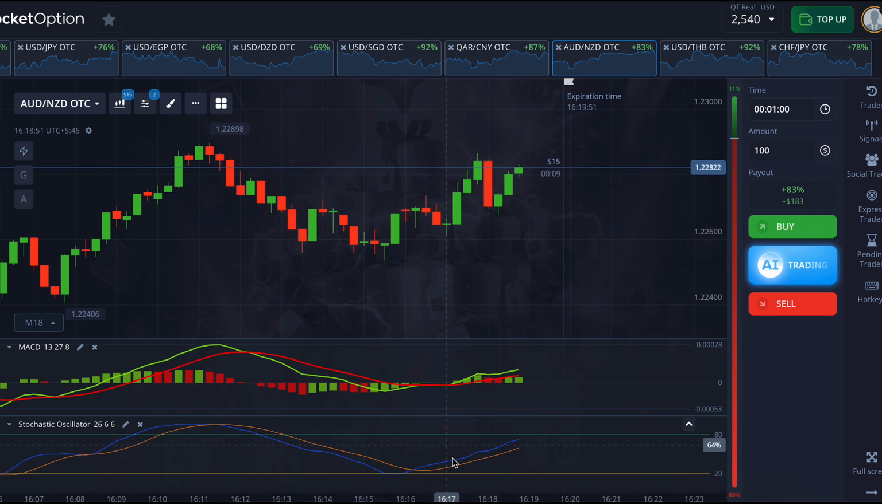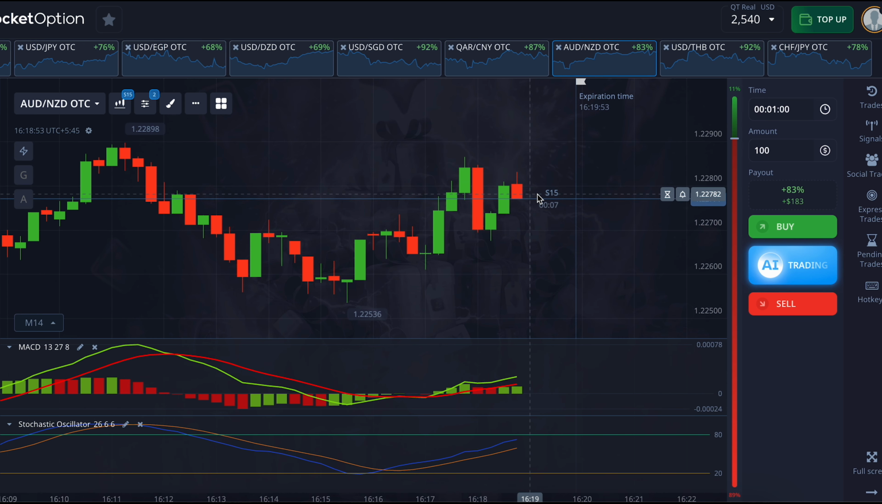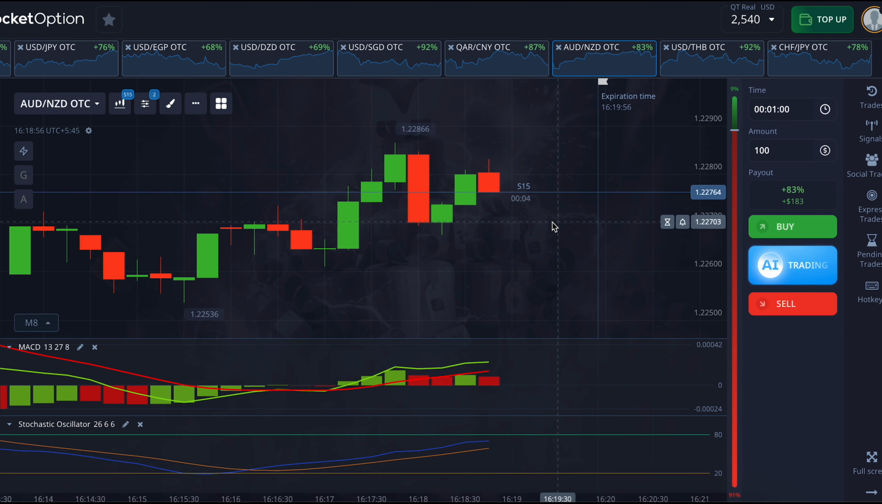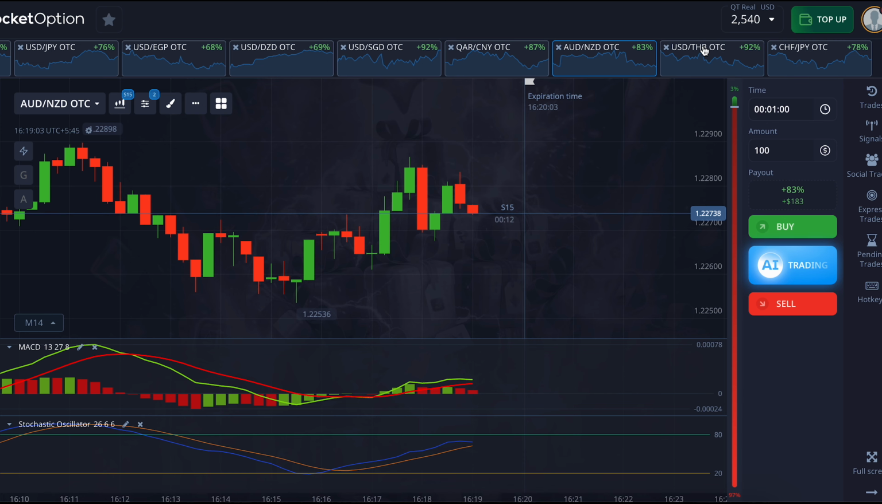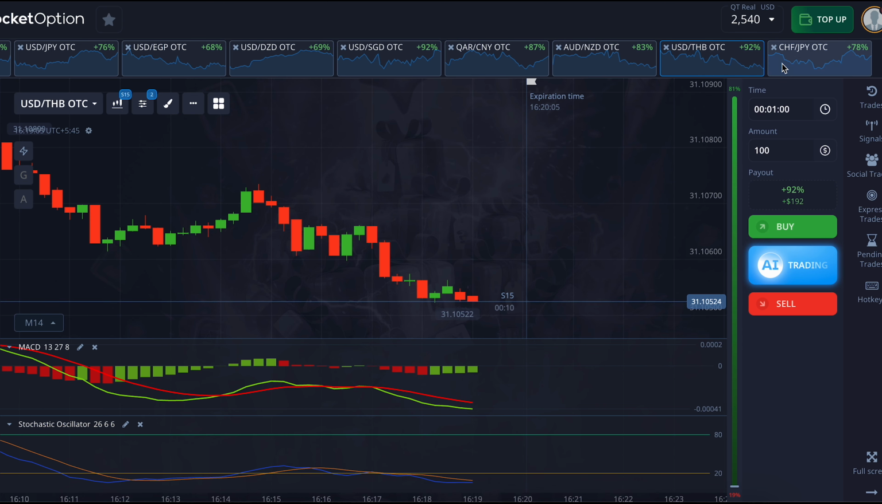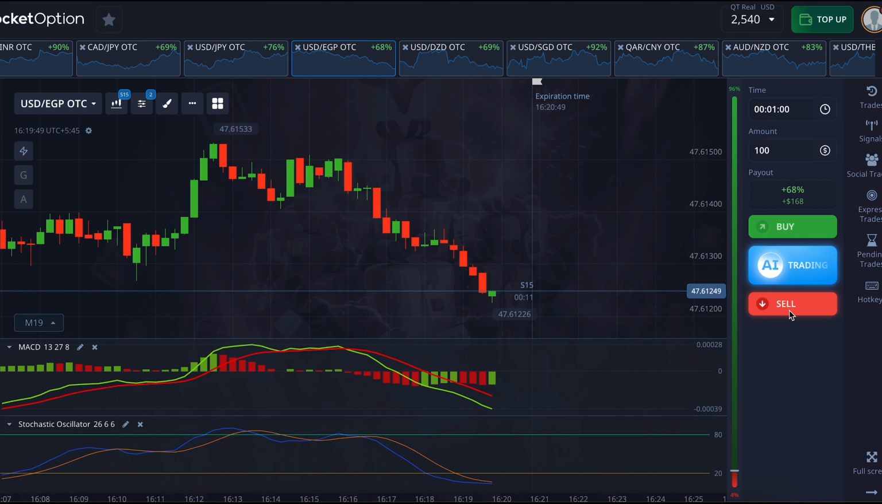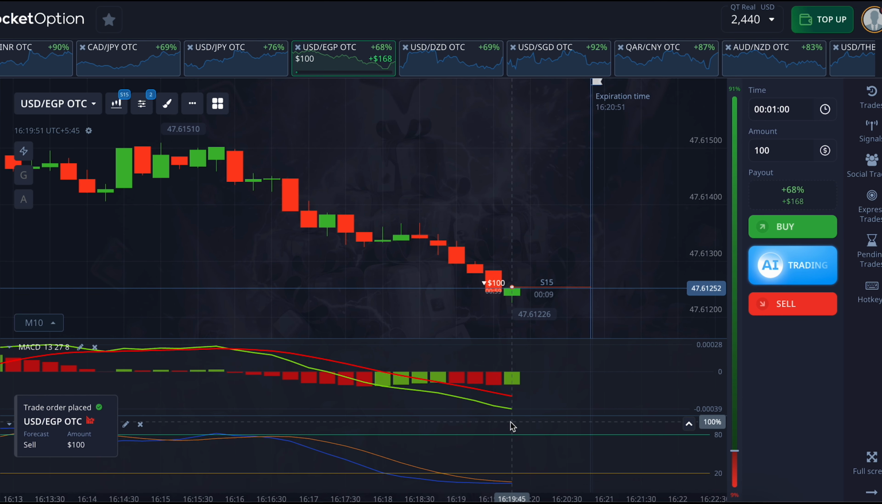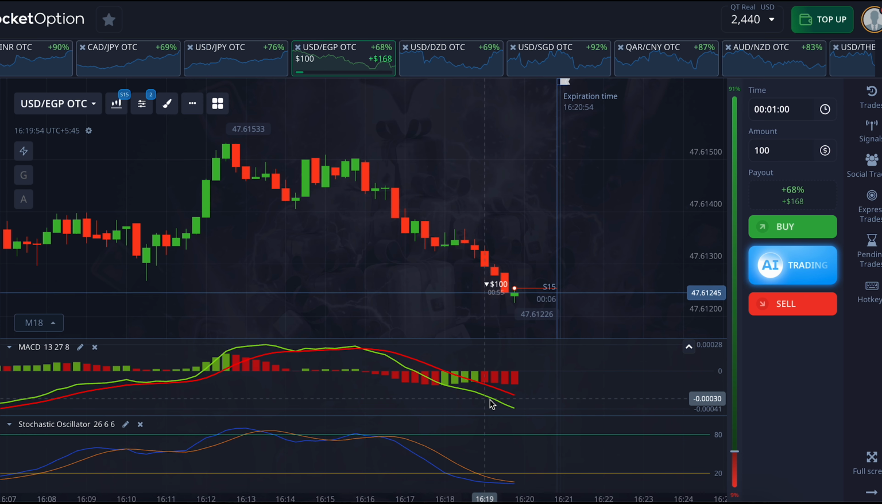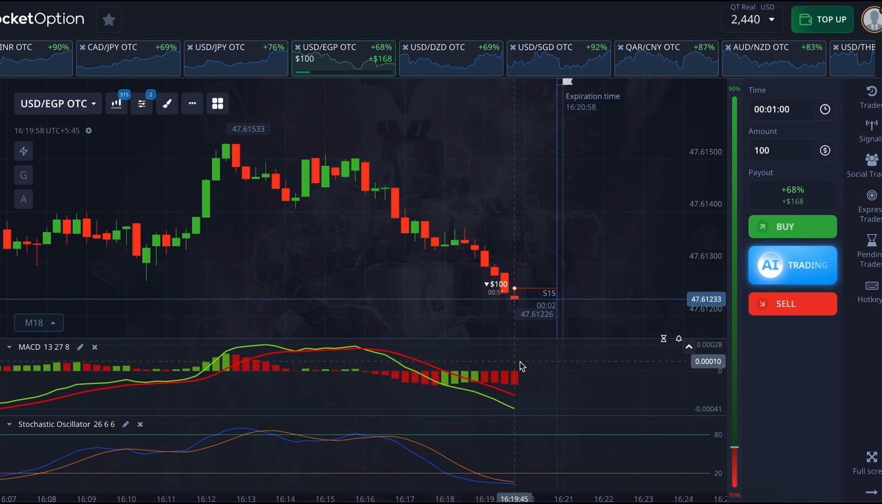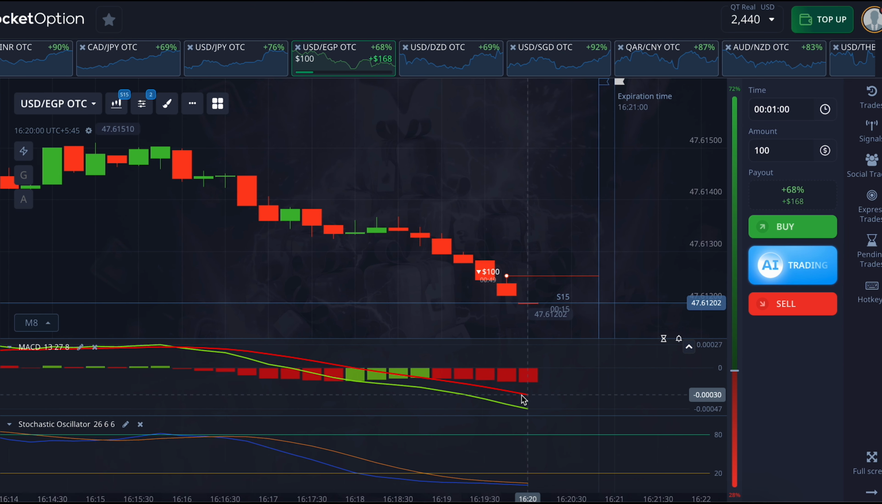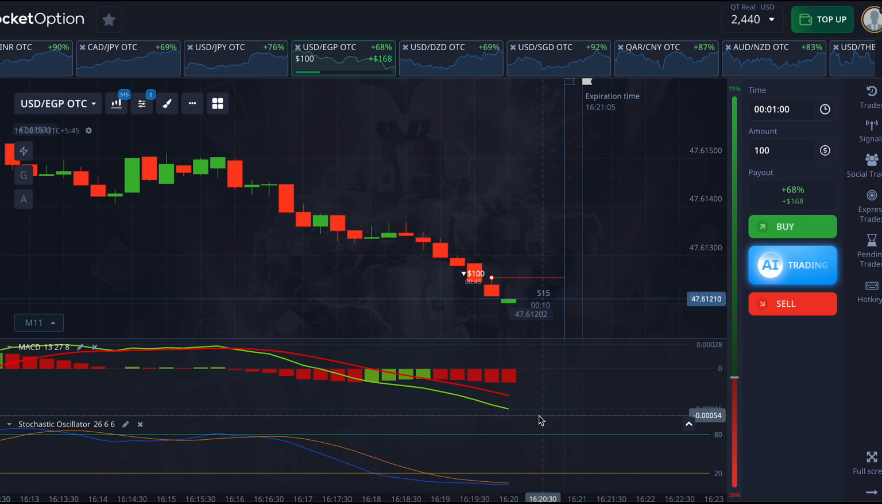Okay, as you can see, it is trying to go up. So let's wait for another candle to form. No, it is fluctuating a lot, so we will skip it. Okay, as you can see, I have sold here because both of the indicators are showing downtrend and the chart is also going down. So this will make me another profit. Let's see what will happen.